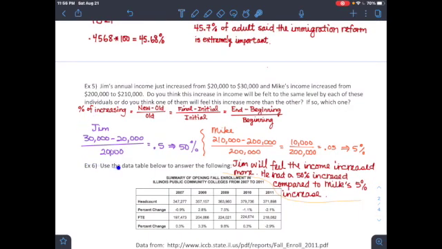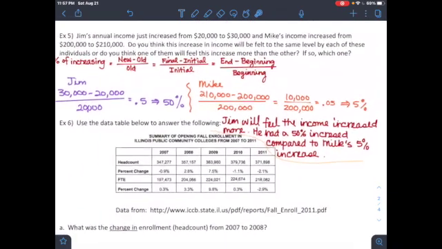For Jim's rate, 30,000 minus 20,000 over 20,000 gives Jim a 50% increase. And Mike has 210,000 minus 200,000 over 200,000. Even though they both have a 10,000 increase, the base is different. So Mike only has a 5% increase. Because it's only a 5% increase, here's my answer: Jim will feel the income increase more. He had a 50% increase compared to Mike's 5% increase. So that will be the answer for example number 5.